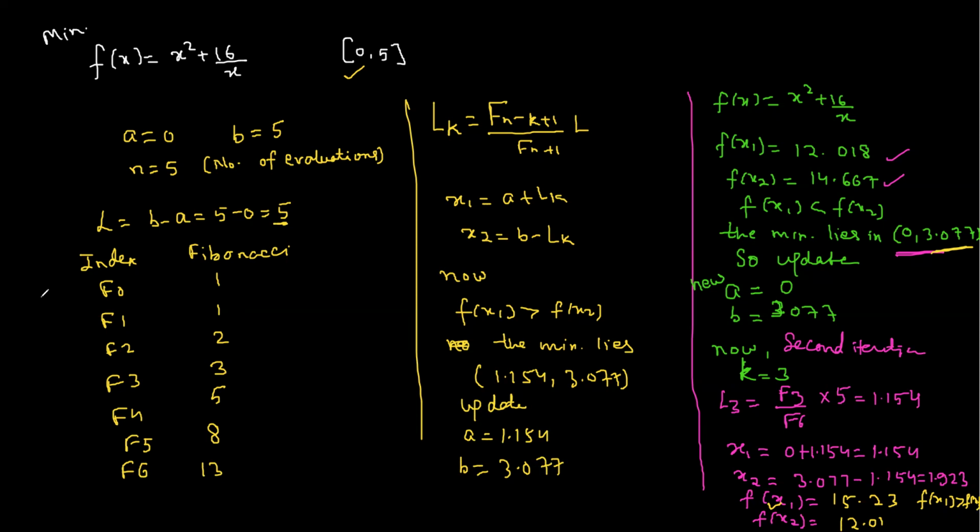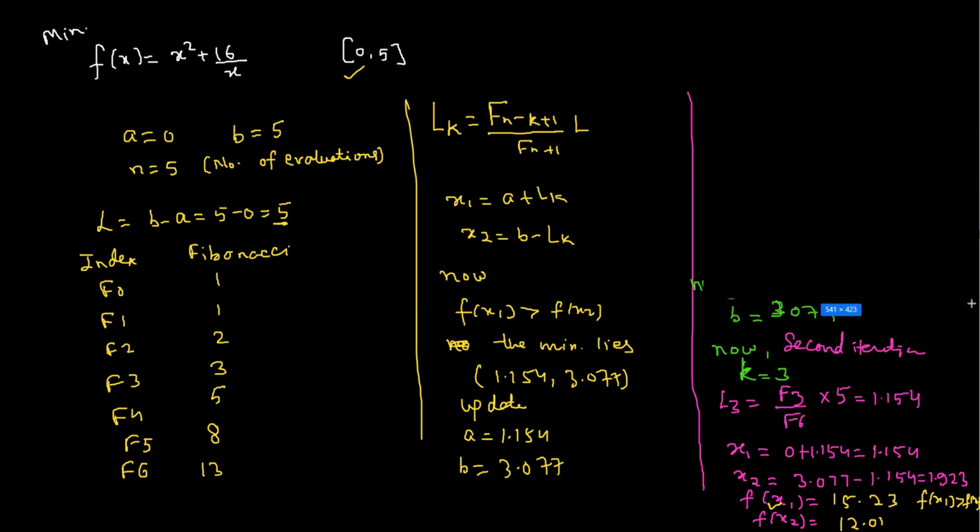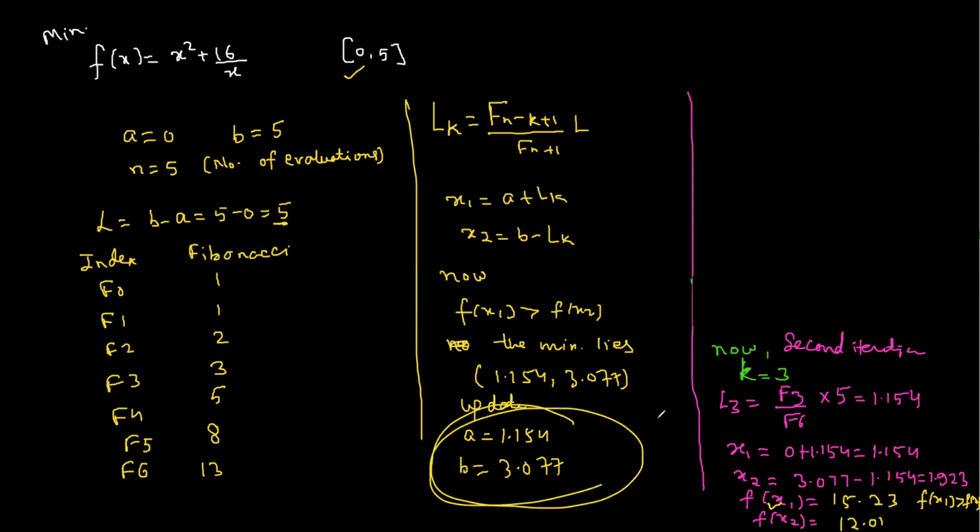We will repeat this process. Don't take the value of the function, take the points. So this is the second iteration. In the third iteration, start from this by taking this point.